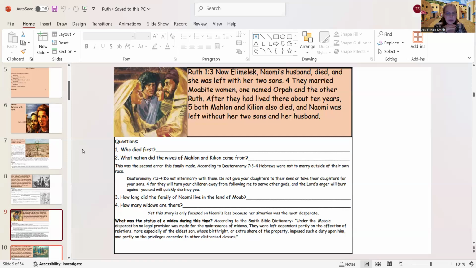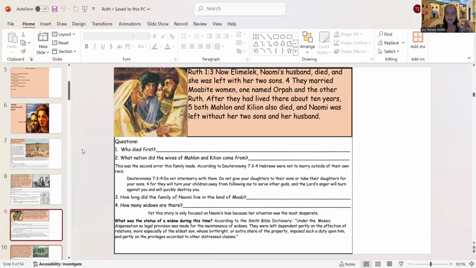According to the Smith Bible Dictionary, under the Mosaic dispensation, no legal provision was made for the maintenance of widows. They were left dependent partly on the affection of relations, more especially of the eldest son, whose birthright or extra share of the property imposed such a duty upon him, and partly on the privileges accorded to other distressed classes.